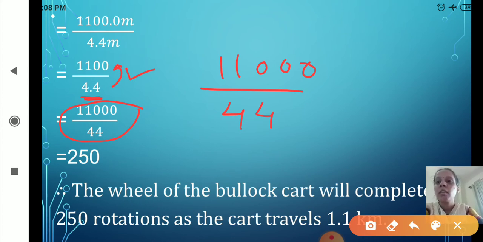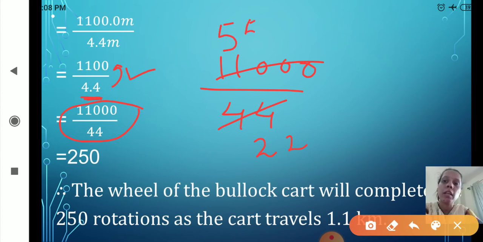Okay, we'll make the table for 44. 44 ones are 44, 44 twos are... or you can first divide both the numbers by 2. 2 twos are 4, 2 twos are 4, 2 fives are 10, 1 remaining, again 2 fives are 10, here 0 and 0. Now both the numbers again we will divide by 22.